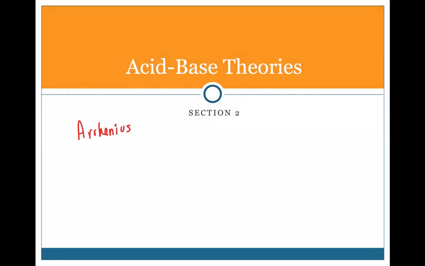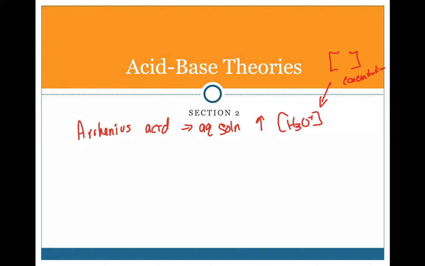So, Arrhenius defined an acid as an aqueous solution that increases the concentration of hydronium. Remembering from our chapter on concentration, a square bracket means concentration in molarity, which is big M. And an Arrhenius base, again, is an aqueous solution that increases the concentration of hydroxide. So that was the first acid-base definition.